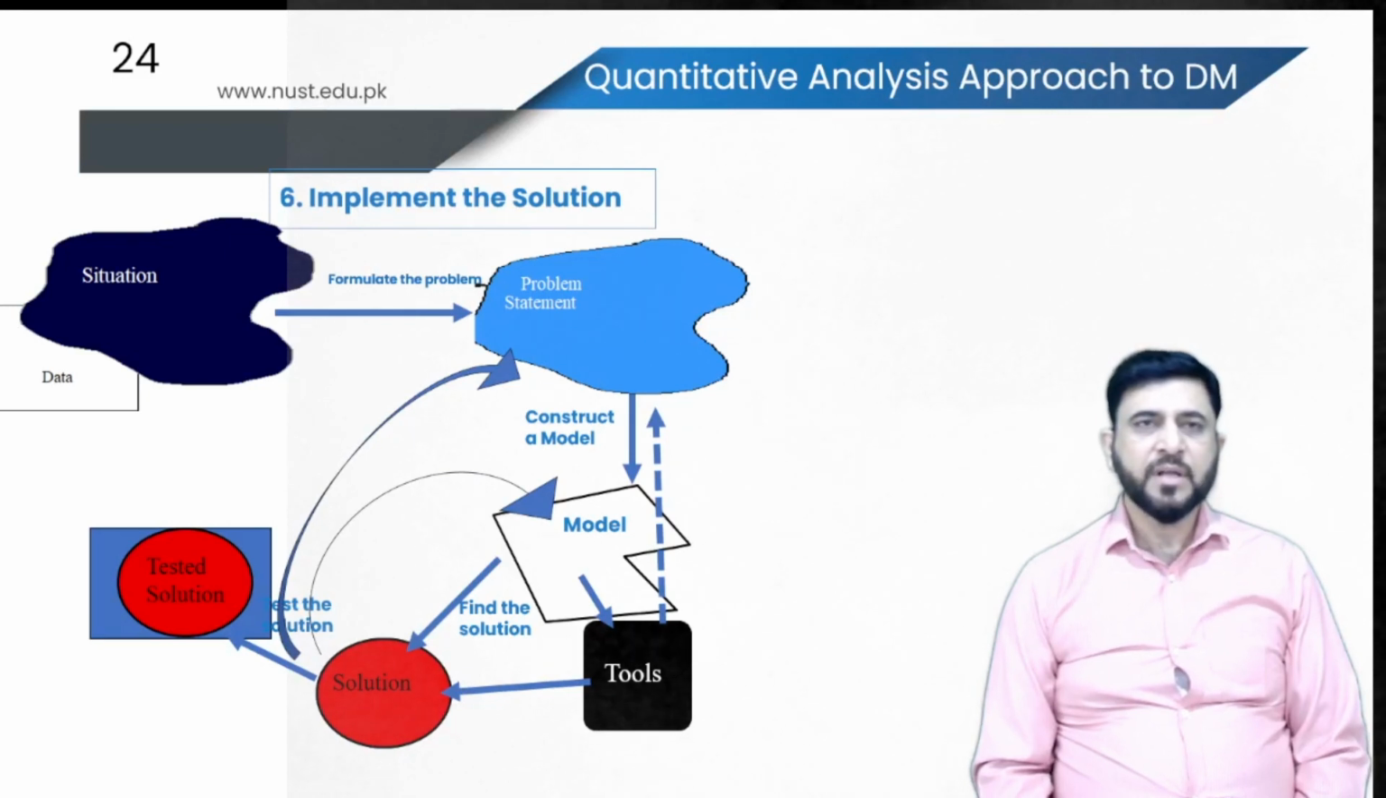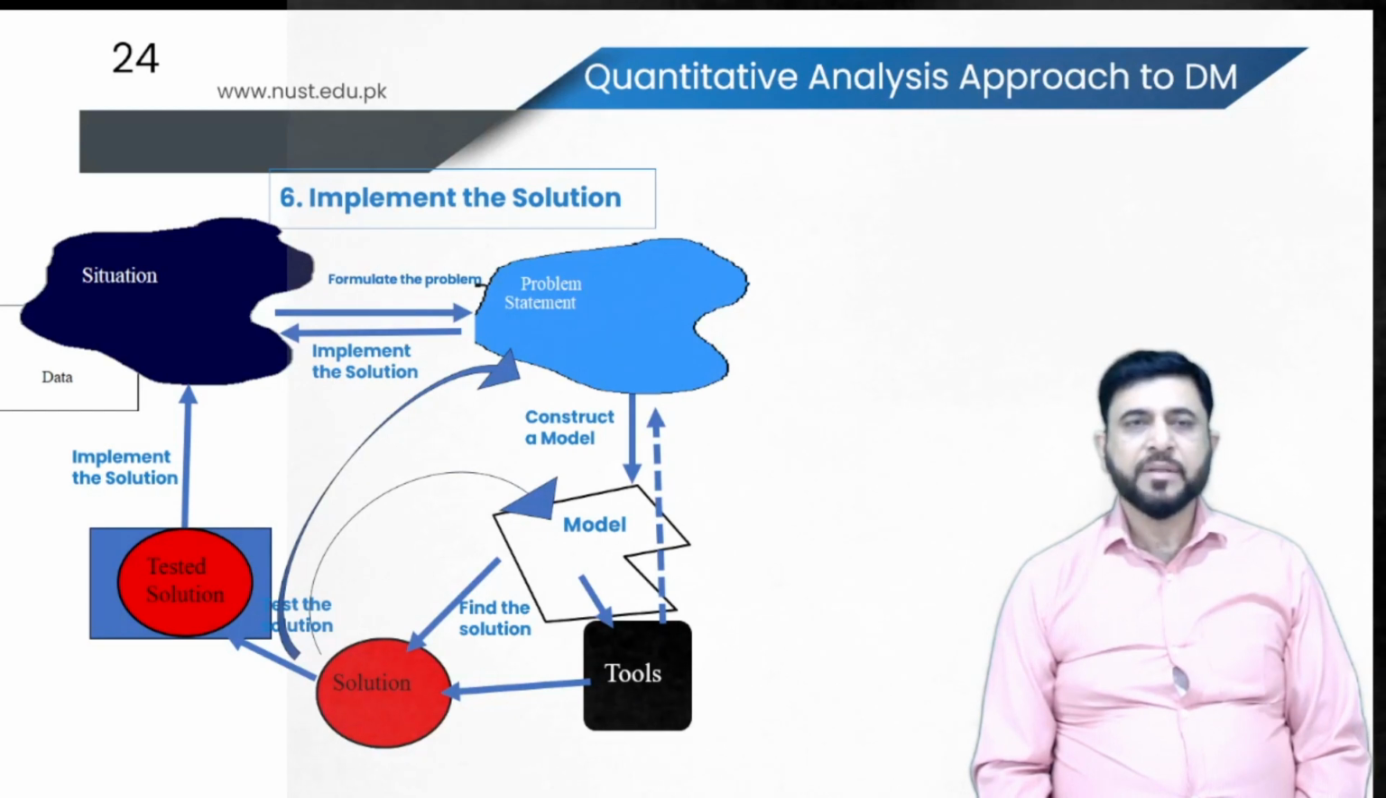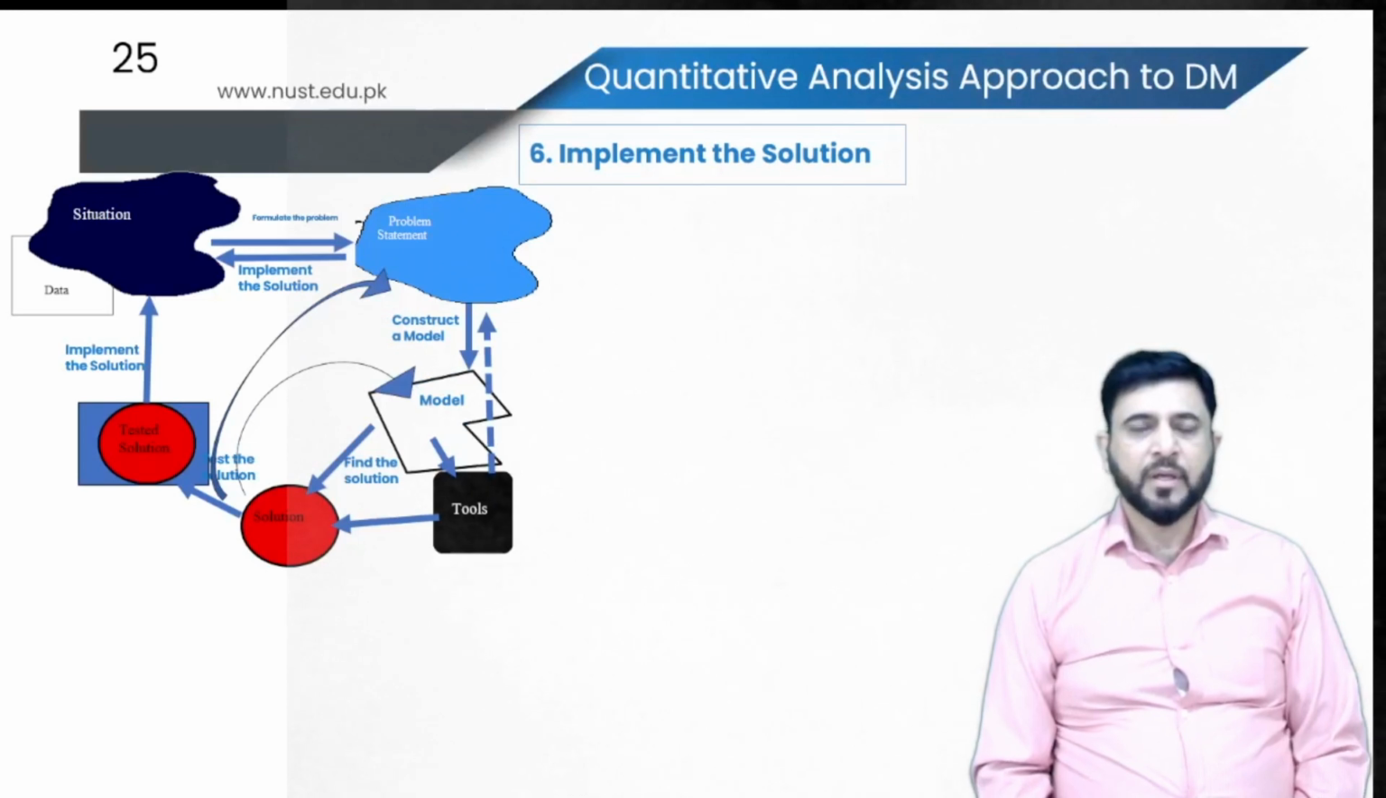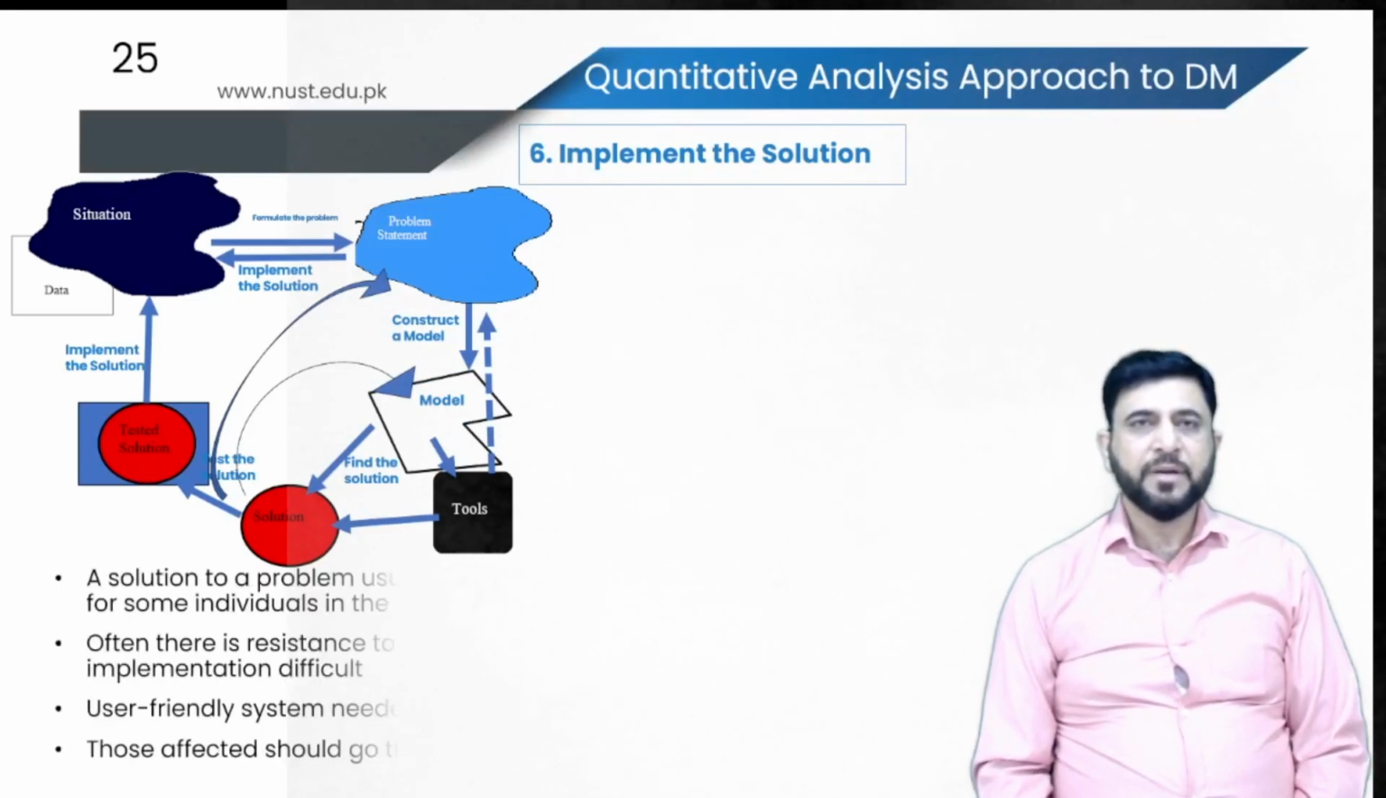What is the sixth one? The implementation of the model. We have to implement the tested solution of the model to these situations, and for that, again, we have to keep in mind what our problem statement was. We have to align all three things: the situation, the problem statement, and the tested solution. If they are not aligned, we have to rework and follow the same steps again. So this was our complete model.